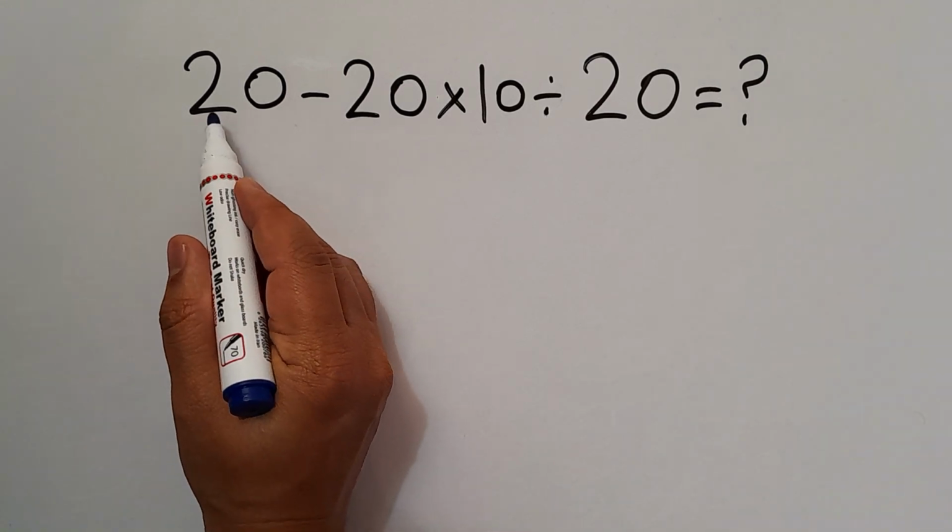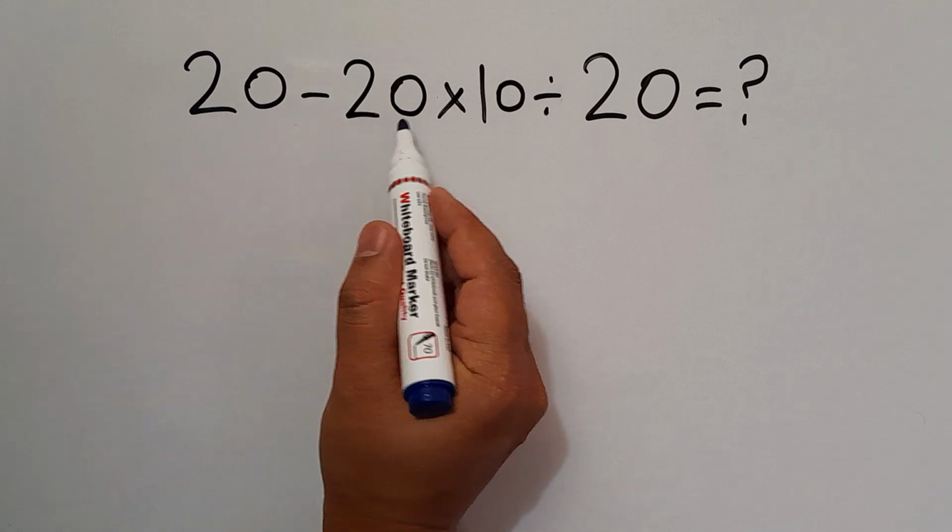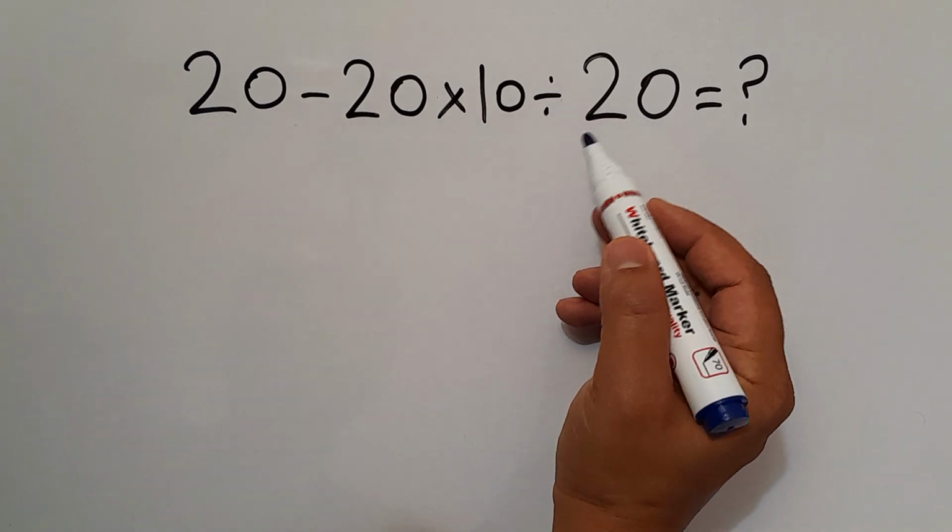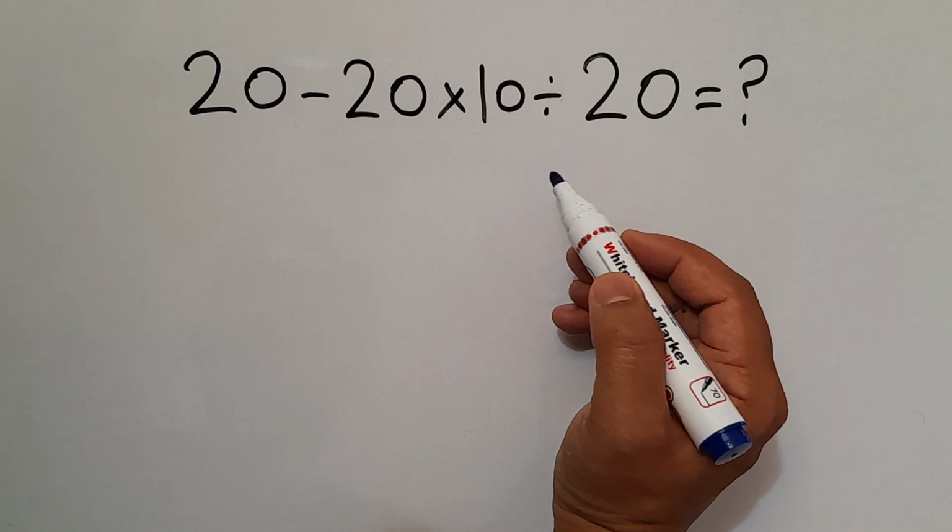In this video we want to find the value of this expression 20 minus 20 times 10 divided by 20. Are you ready to solve? Let's go ahead and get started.